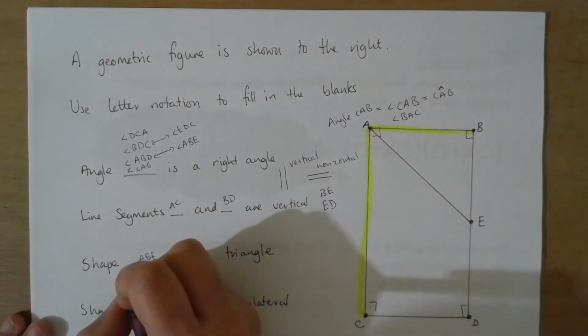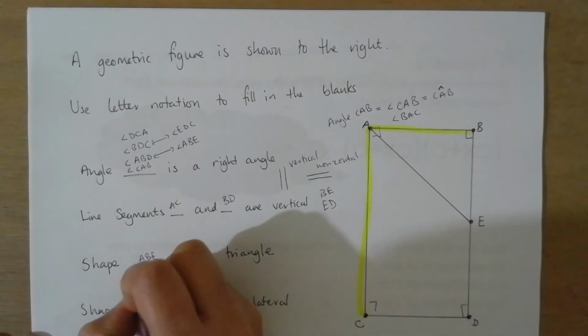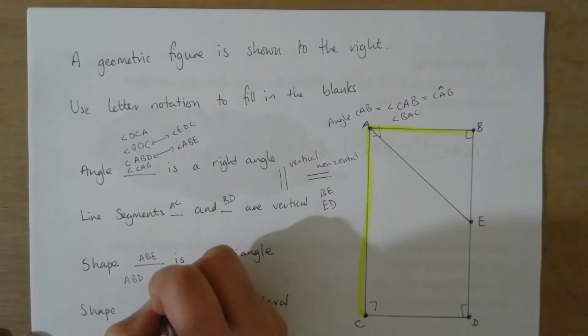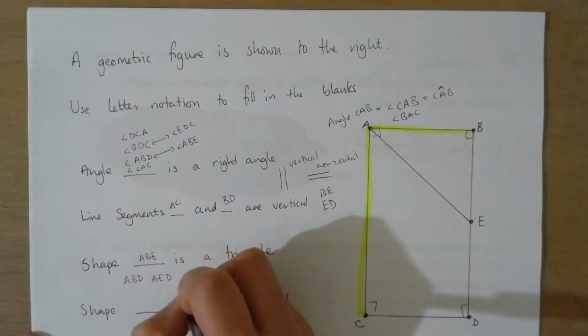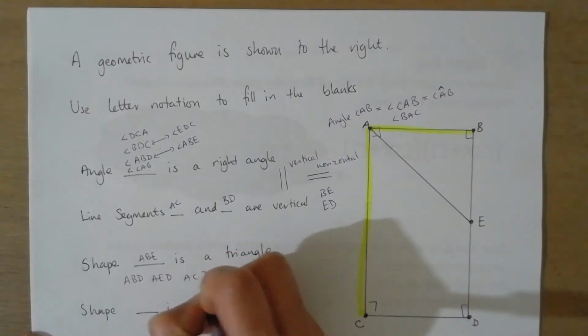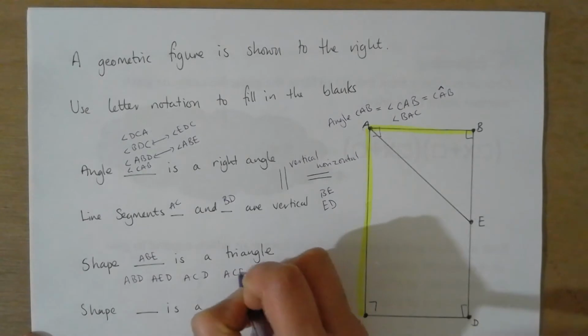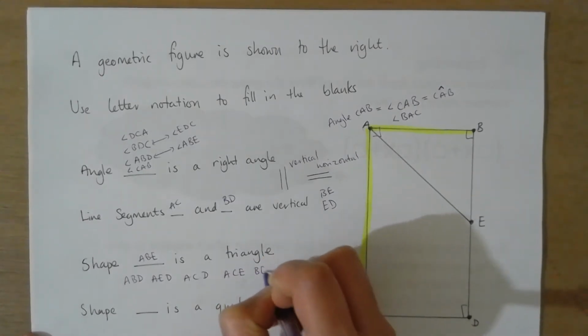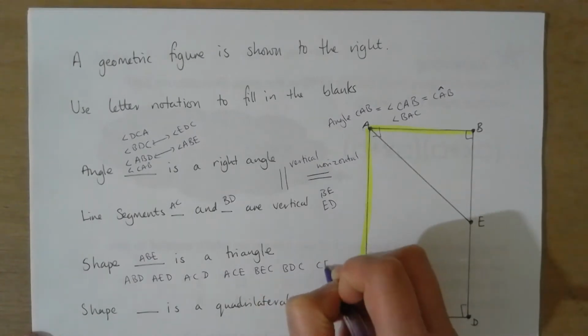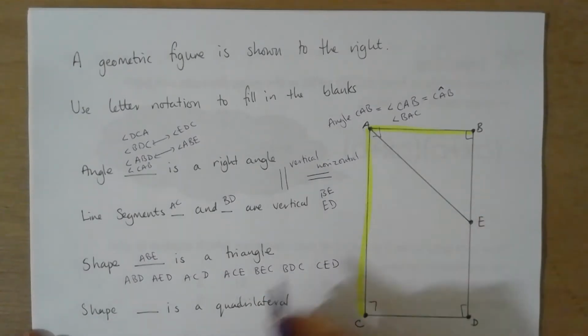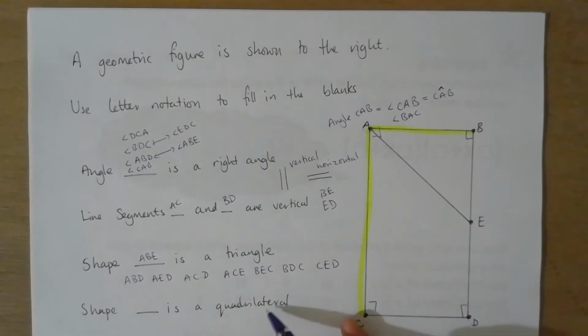Okay, so I'm just going to write out the list of triangles, which is ABD, AED, ACD, ACE, BEC, BDC, and CED. Okay, so that was a triangle, 3-sided shape. This time we are now going to look at a quadrilateral, so quad, 4 lateral sides, so 4-sided shape.